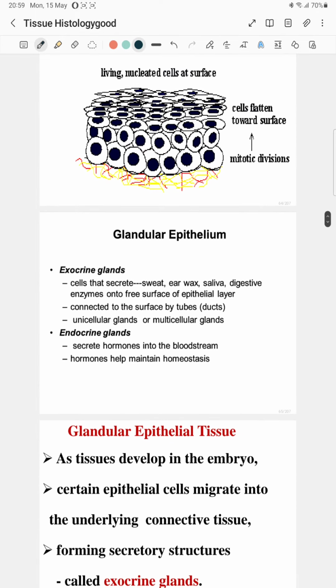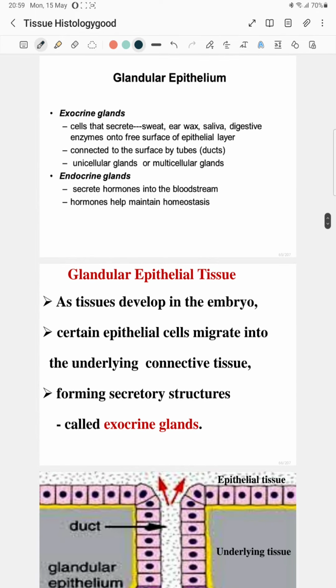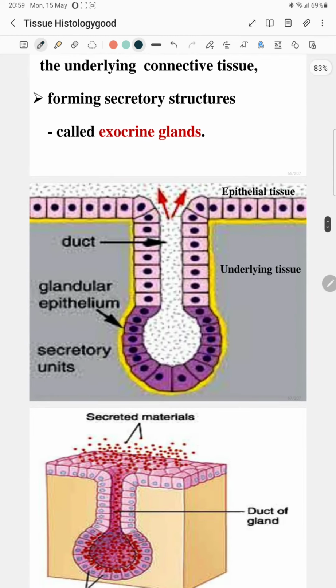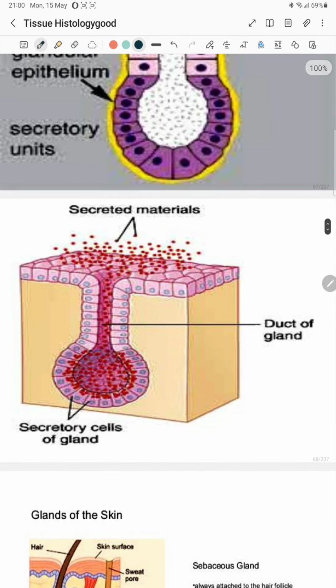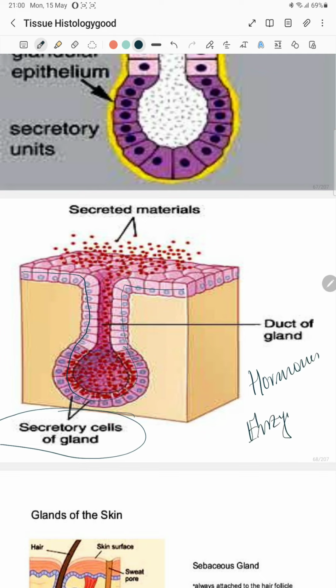Now we have glandular epithelium. Glandular epithelium means they make glands. As tissues develop in the embryo, certain epithelial cells migrate into the underlying tissue. They form structures. See this picture. These are the cells which have just gone inside with the invagination, and they make the structure of the gland. What are these glands? The glands have cells which secrete certain chemicals. The certain chemicals can be our hormones. There can be enzymes. So what are hormones? As per your primary knowledge, hormones are biochemicals which are responsible for our various purposes.